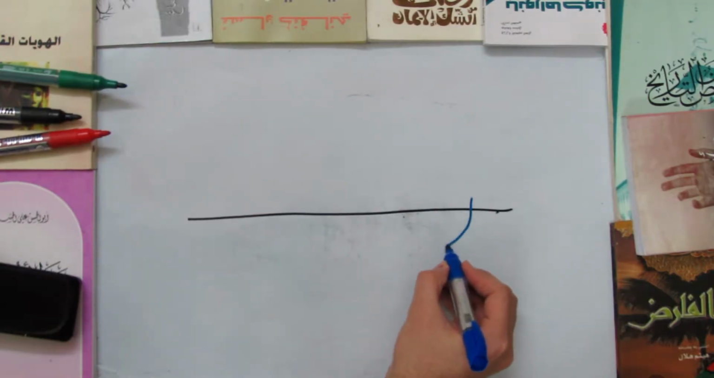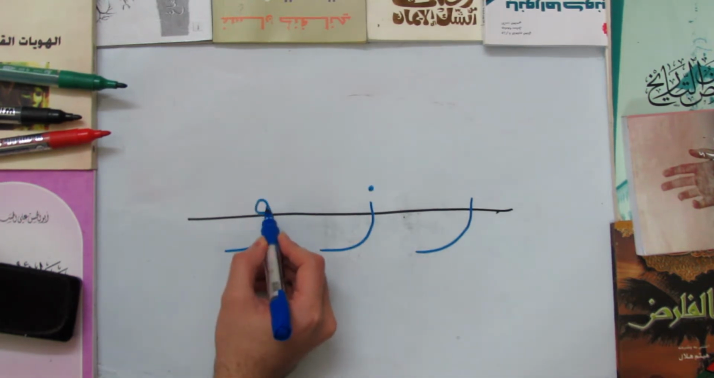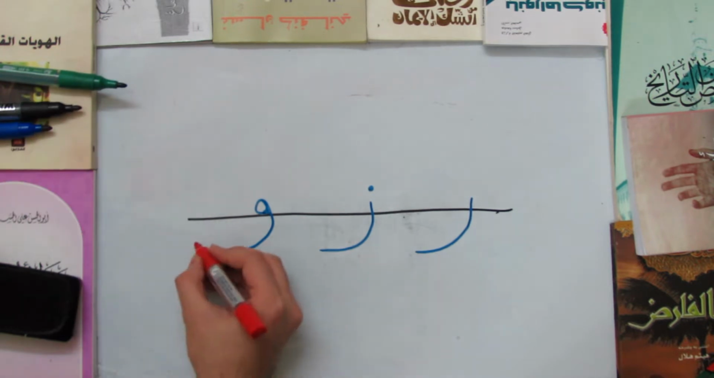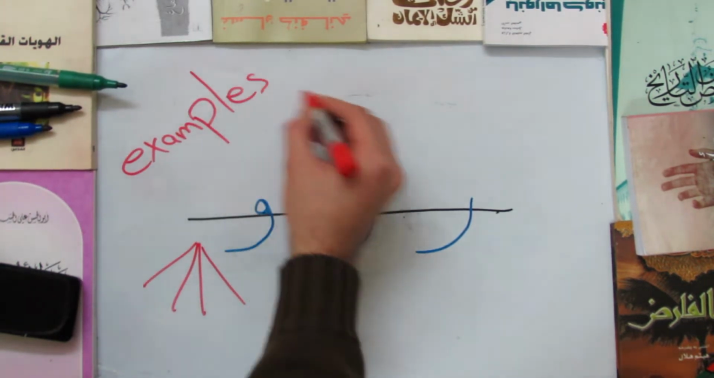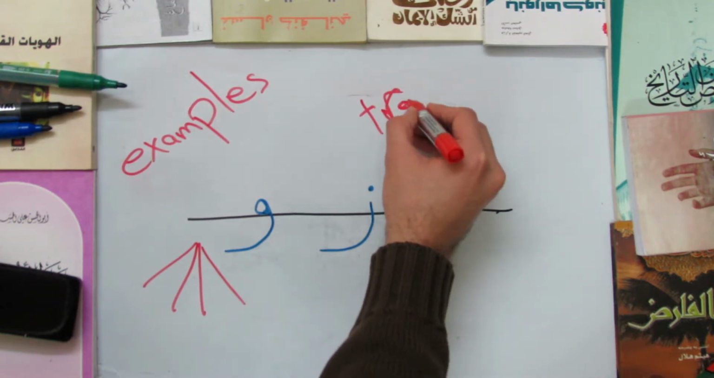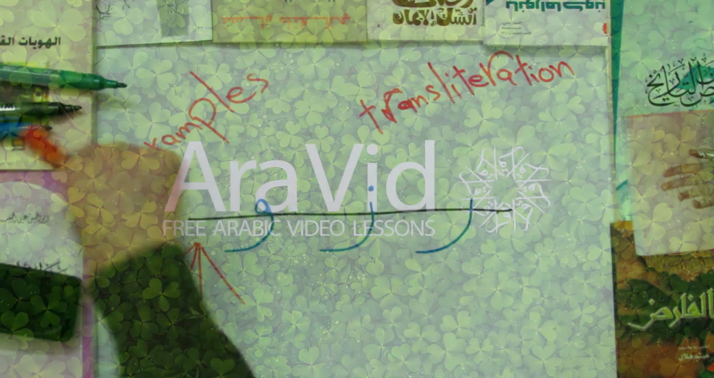In this episode, we will talk about the writing of a new group. Its letters are similar to each other. These letters are Raa, Zaay, and Waaw, with examples and the transliteration. So, let's get started.